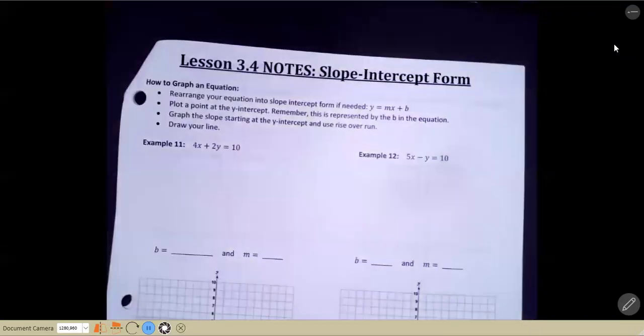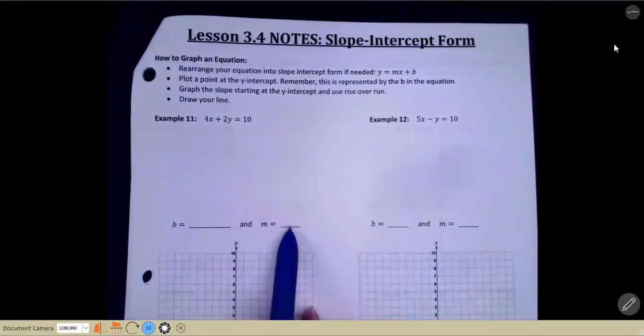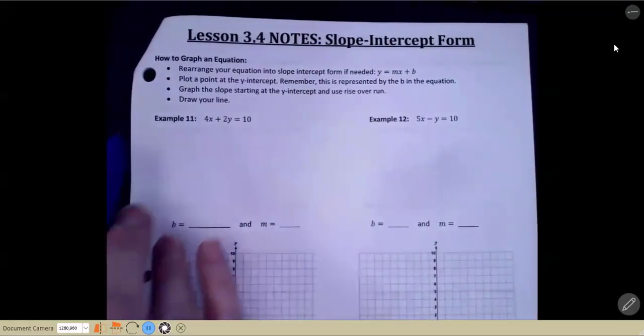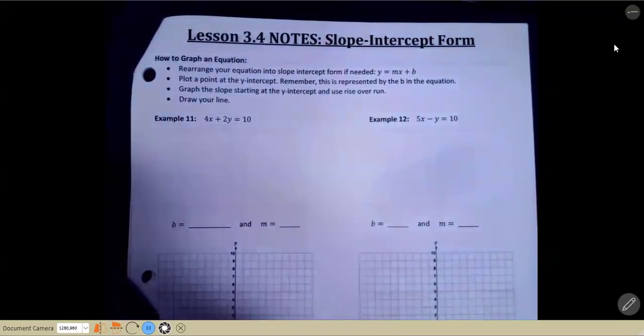All right, let's go ahead and go to page 3. What we're doing on page 3 is we're rearranging the equations like we did on the front page. We're finding the y-intercept and the slope, and then we're going to graph them. Okay, so in order to turn this into slope-intercept, we need to get rid of that 4x first.